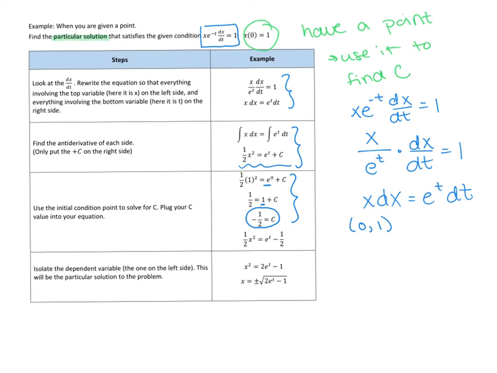Once we have the c value, now our goal is to isolate the dependent variable here, that's x, and those are the steps that are taken in here. This is isolating the x. And the way that we have it set up, the variable that we want to isolate is always the left variable. Because the left variable should always be our dependent variable, and that's the one that we want to find.